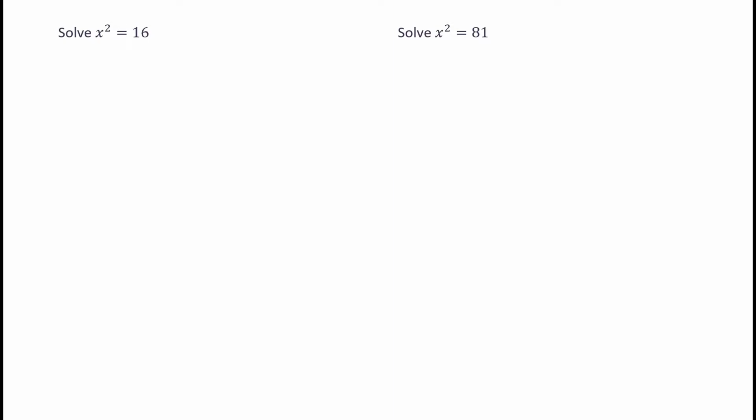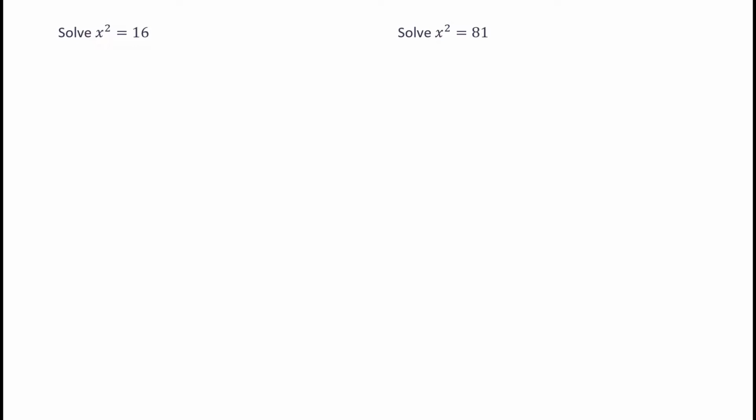Okay, we're going to look at a different way to solve quadratic equations in this video, or another option that works for some quadratic equations. It's called the square root property. And looking at this one, solve x squared equals 16.